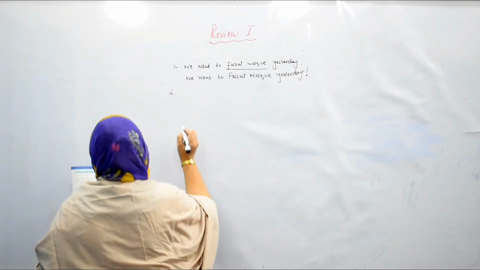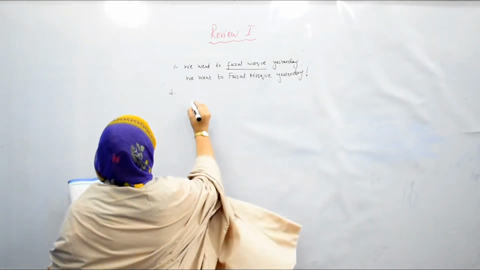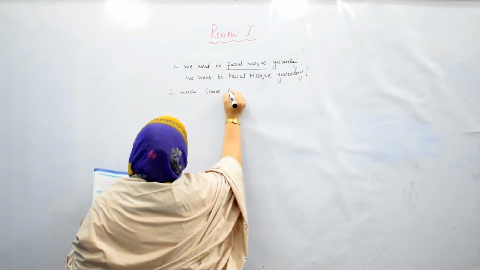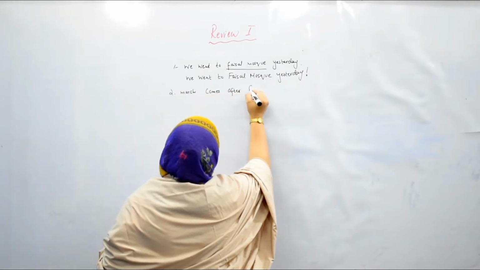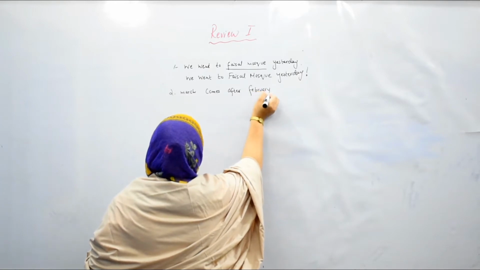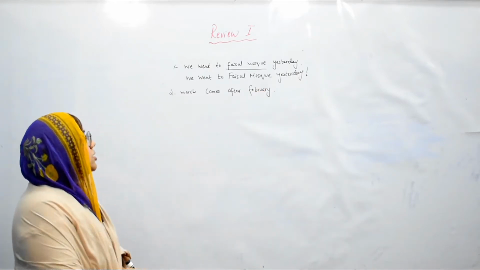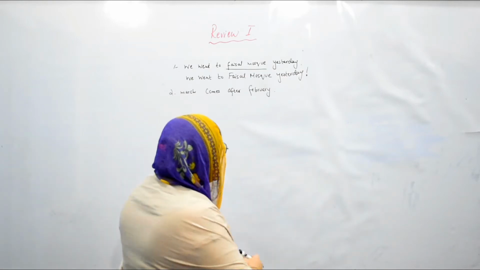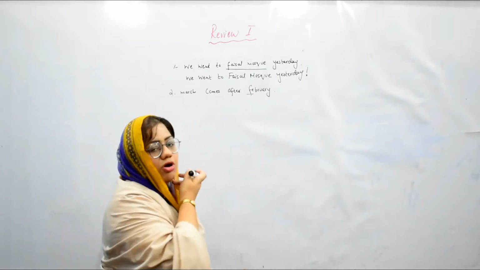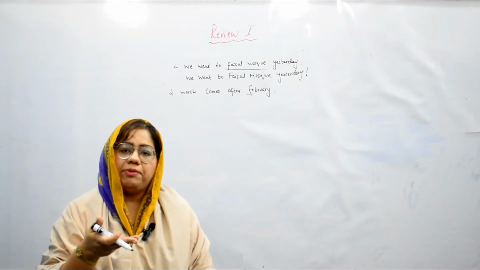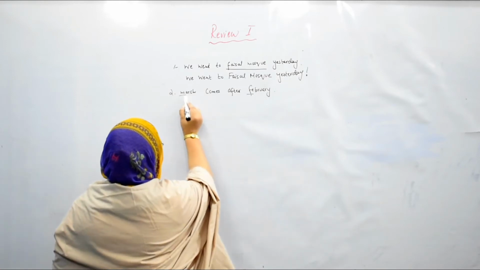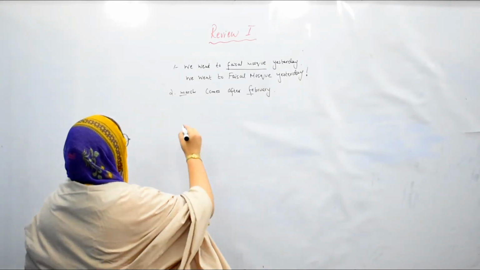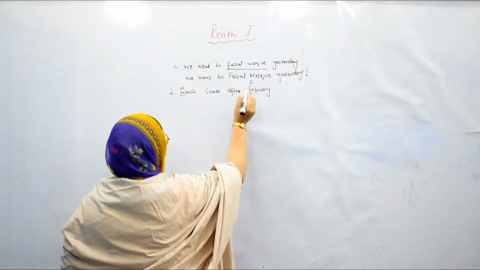Let's move to the next one. I'm writing here March comes after February. Now you see that February is an important month, but it is in lowercase, so it should be in uppercase. And you see that March is also an important month, so it should be in capital too.